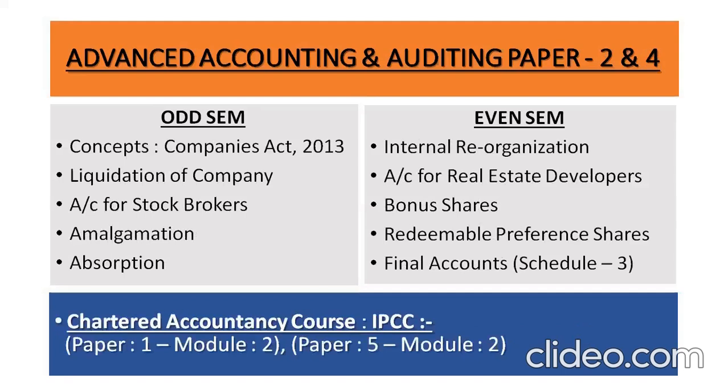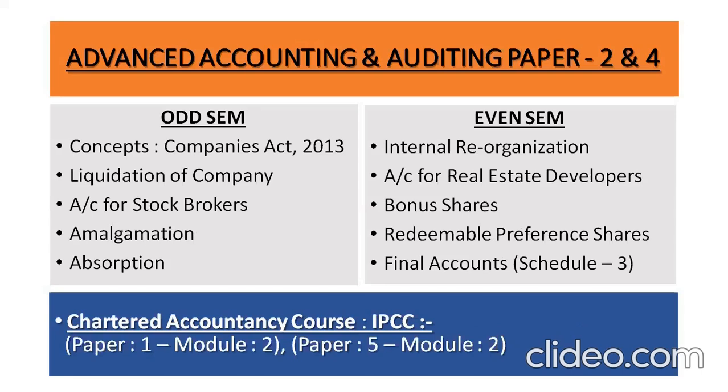Moving ahead, your second subject is Advanced Accounting and Auditing Paper 2 and Paper 4. This is basically known as Corporate Accountancy. The syllabus in the odd semester is going to be regarding the contents of the Companies Act 2013. Next is liquidation of a company, which basically focuses upon if a company liquidates, that is, it is closing up, then how we are going to settle the accounts of the same.